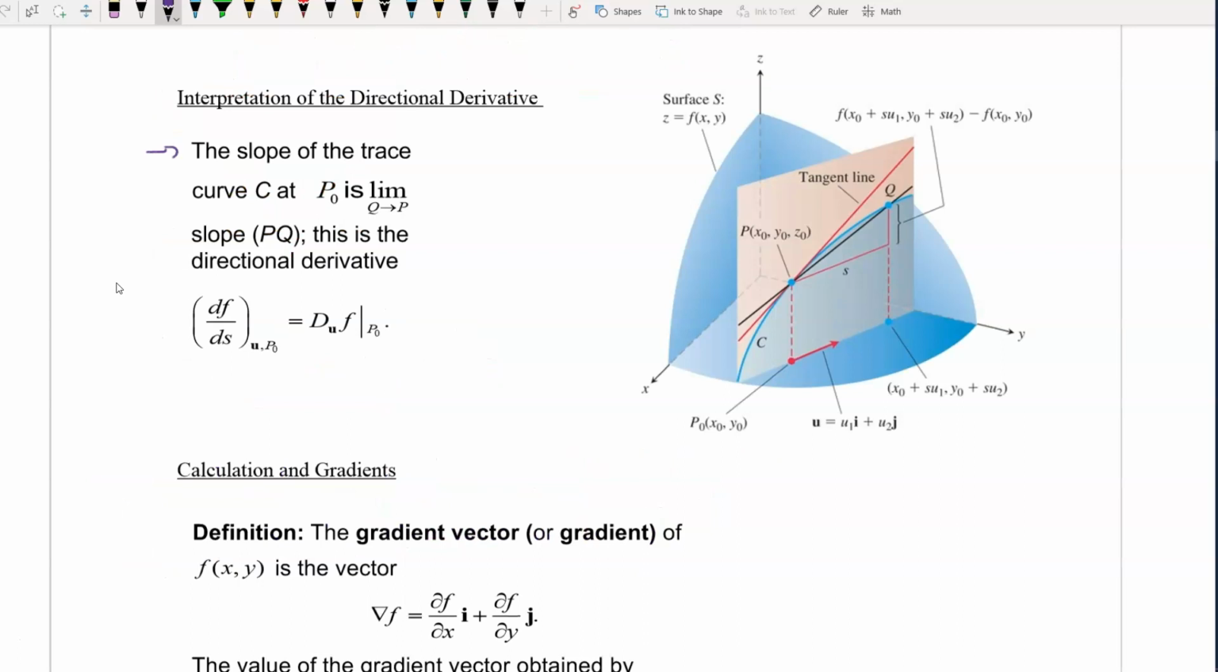The slope of the trace curve C at P naught is the limit as Q approaches P of the slope PQ. This is the directional derivative. So here we have the derivative of f with respect to s in the direction of unit vector u at point P naught. So this is equal to the directional derivative of f at this point P naught.